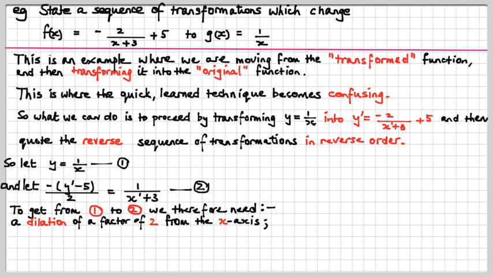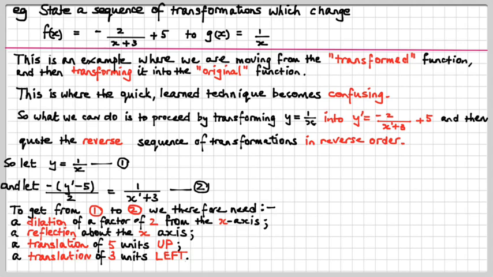Now I'm going to equate equivalent terms. So to get from 1 to 2, we therefore need a dilation factor of 2 from the x-axis. There's a reflection about the x-axis, and there are 2 translations. There's a translation of 5 units up. Remember, this is Dr. T. It's confusing. And 3 units to the left. That's right, yes, that's right.